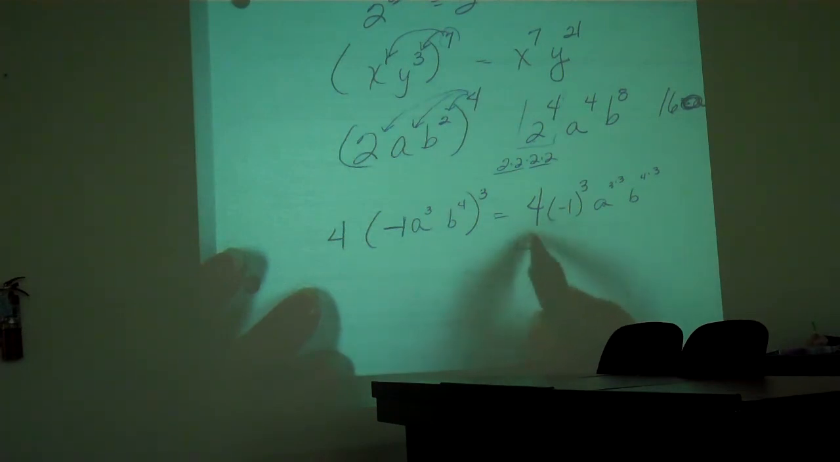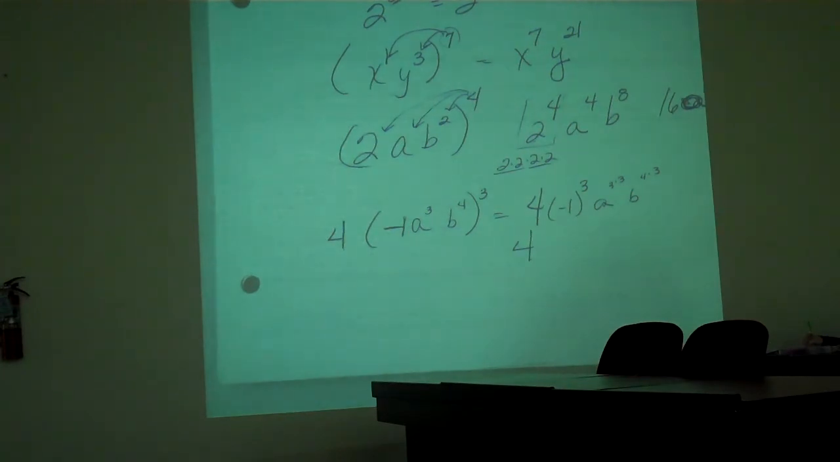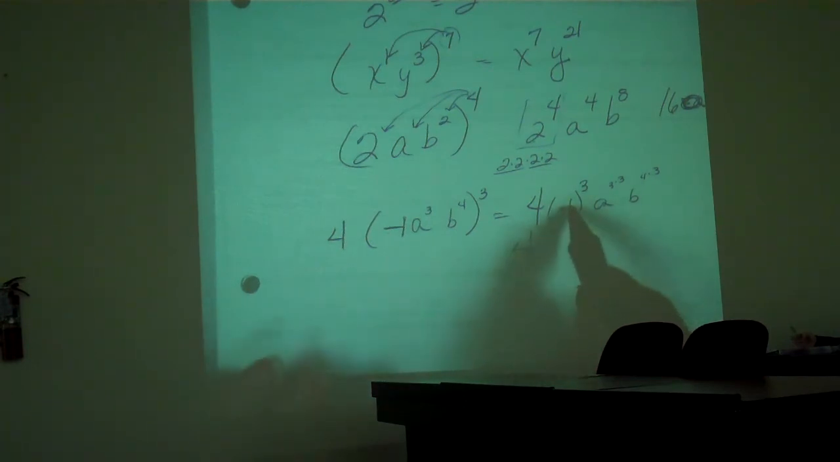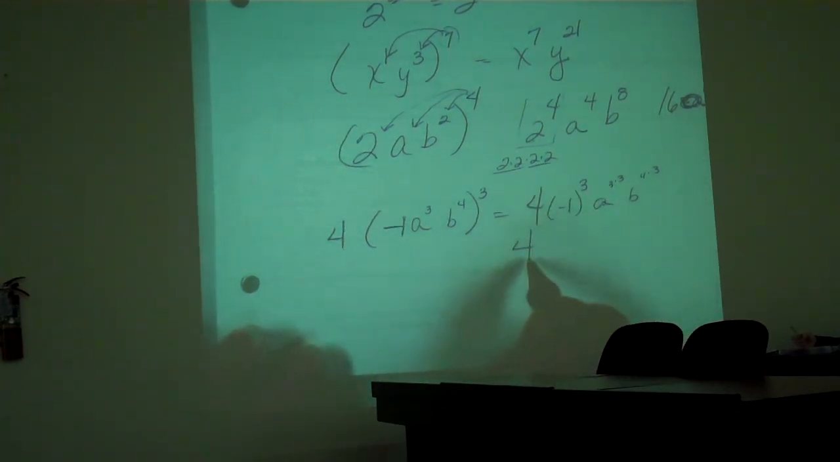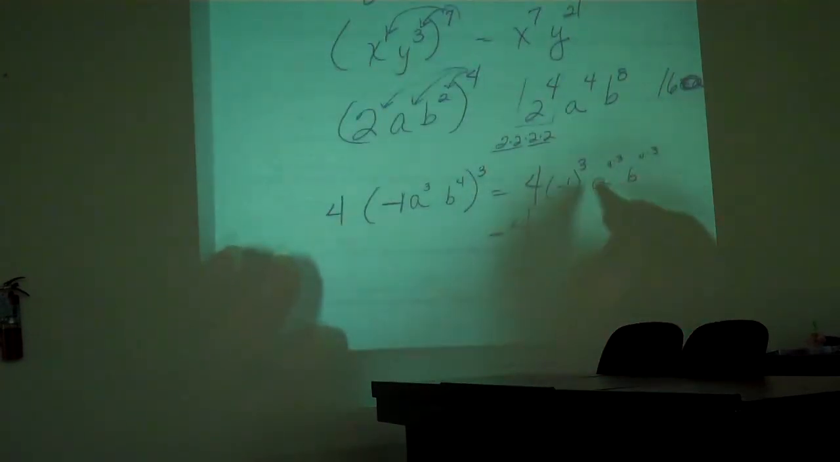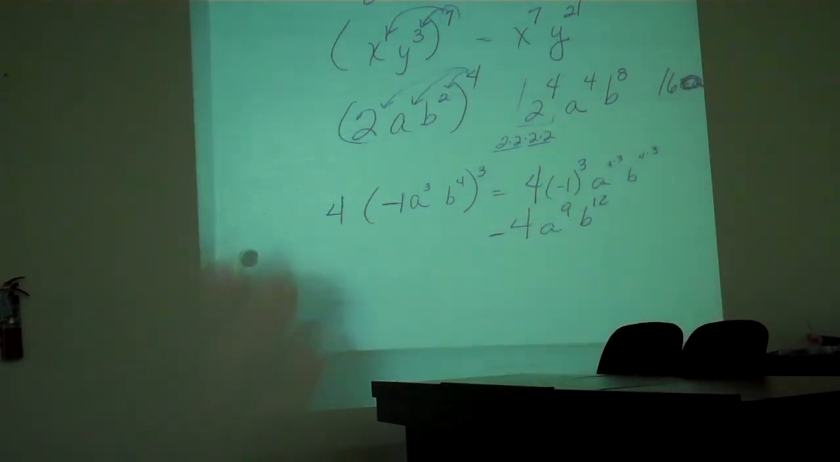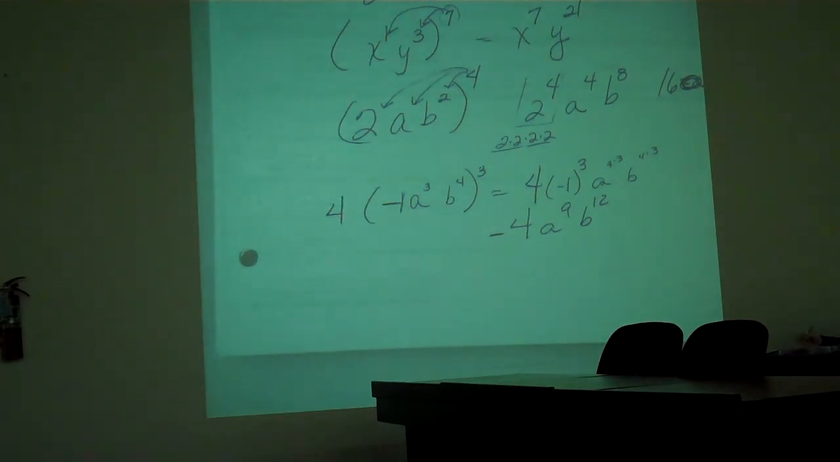So we have 4. Negative 1 to the 3rd power is what? It's going to be negative, right? There's negative times negative times negative is 3 negatives. So this is negative, and then 1 times 1 times 1 is 1. So this is negative 1. So negative 1 times 4 will be making it into a negative. A to the 3 times 3 is 9. B to the 4 times 3 is 12. Okay, now let's do some with negative exponents.